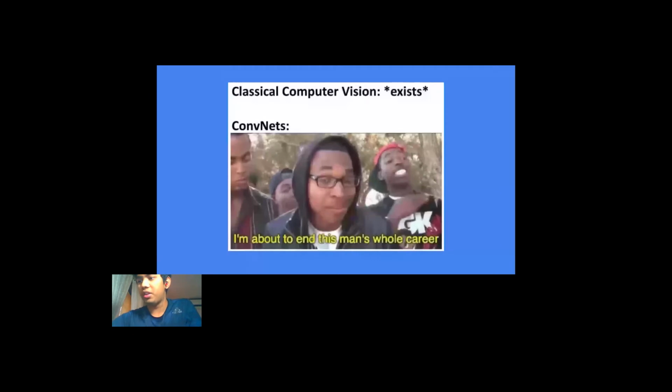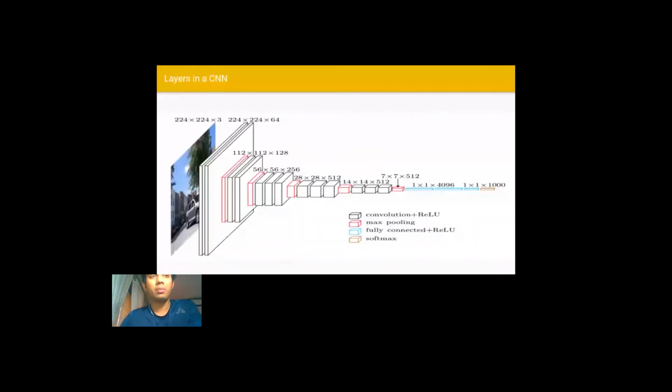After CNN came into the picture, the basic neural networks were more or less thrown away. CNN just ruined their career, in short. If you look at how exactly a CNN looks, this is the visual representation. First, we have an input layer.